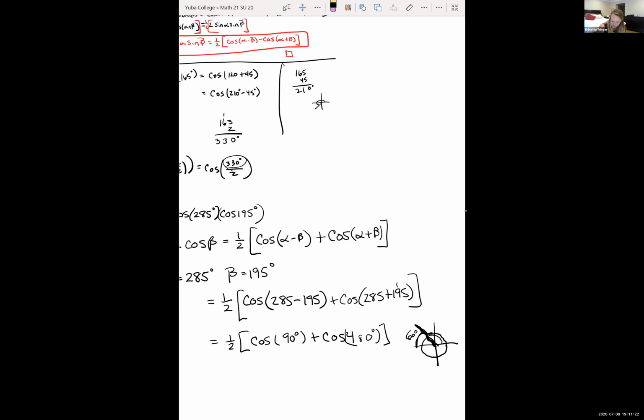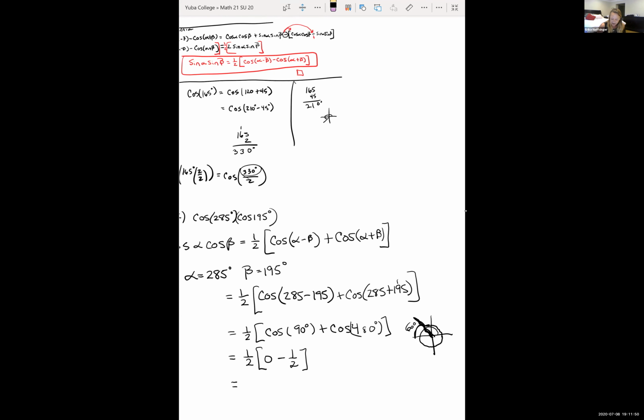So this is equal to 1/2 times cosine of 90 degrees. It's on the positive y-axis. Cosine is your x value, and that's 0. This is going to be minus, because cosine is negative in quadrant 2, and cosine of 60 degrees is 1/2. So this is really 1/2 times negative 1/2, which is negative 1/4.